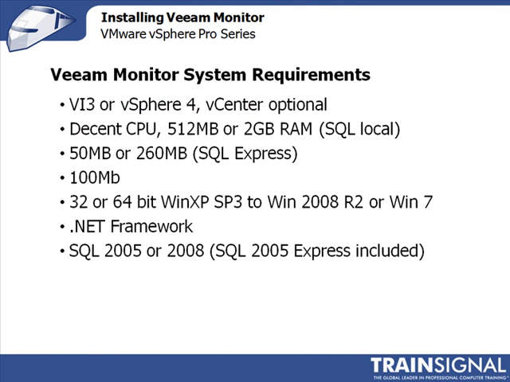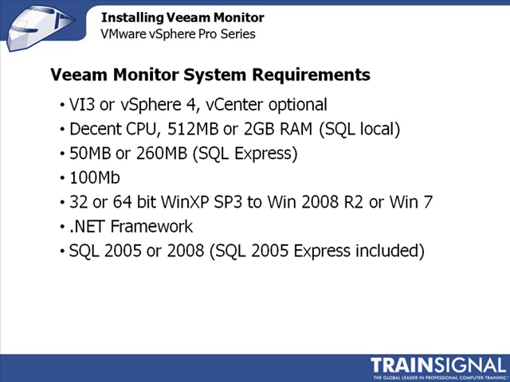So the system requirements to use Veeam Monitor, first off, are that you need a virtual infrastructure, either VI3 with ESX version 3.x or vSphere 4 with ESX version 4. Now, in either case, vCenter is optional, but it's highly recommended because it allows you to make one connection to the vCenter server to learn about the entire virtual infrastructure. Of course, you need a decent CPU on a relatively new server. This application is going to be collecting data about your entire virtual infrastructure and putting it in a SQL database, so you want something relatively decent to run this application on.